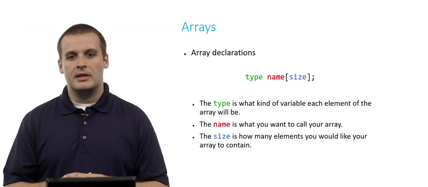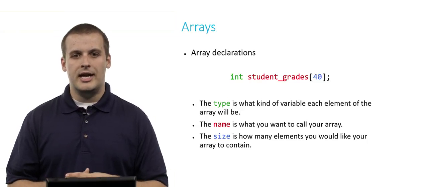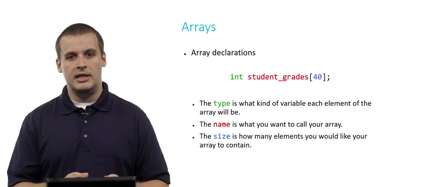Pretty self-explanatory. Lastly, size, which goes inside of square brackets, is how many elements you would like your array to contain. How many integers do you want? How many floats do you want? So for example, int studentGrades[40]. This declares an array called studentGrades, which consists of 40 integers. Pretty self-explanatory, I hope. Here's another example. double menuPrices[8]. This creates an array called menuPrices, which consists of room in memory for 8 doubles.